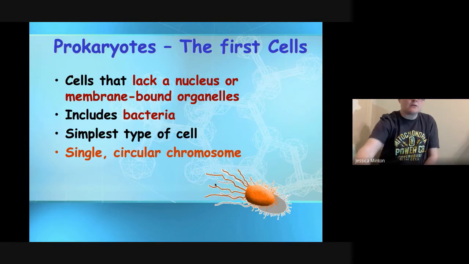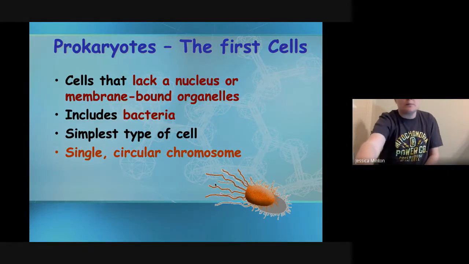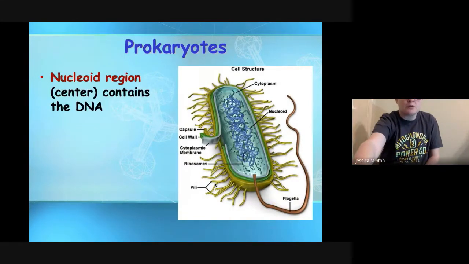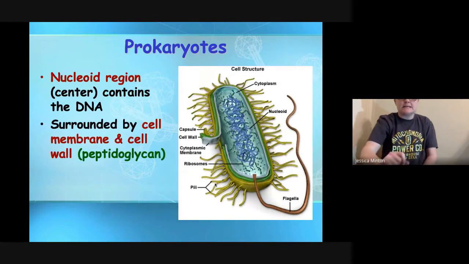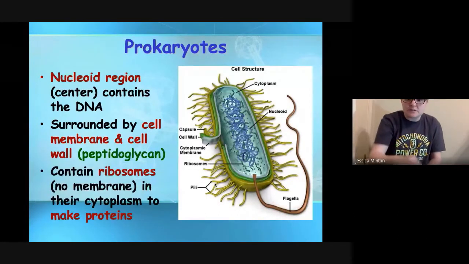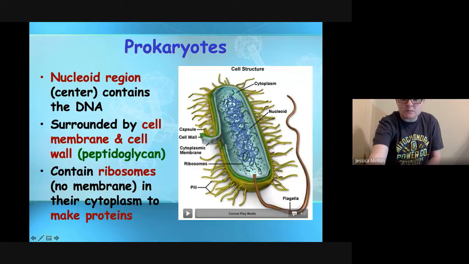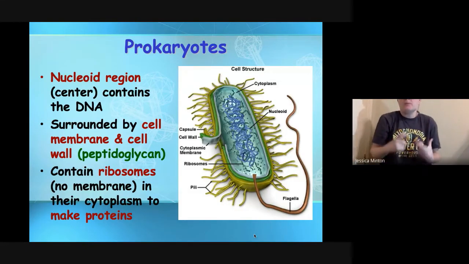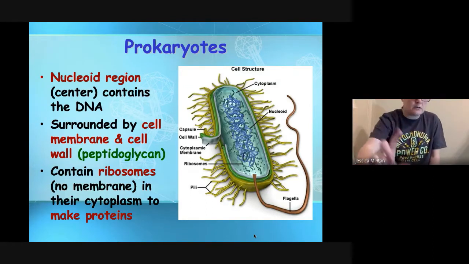They're going to have a single circular chromosome called a plasmid. Here we've got a picture of one. The nucleoid region contains that DNA, those little plasmids. They're surrounded by a cell membrane, and notice that they have a cell wall. They contain ribosomes, if you look. However, those ribosomes do not have a membrane around them. They serve the same function because they're there to make proteins. We'll talk about protein synthesis later on, not in this episode.